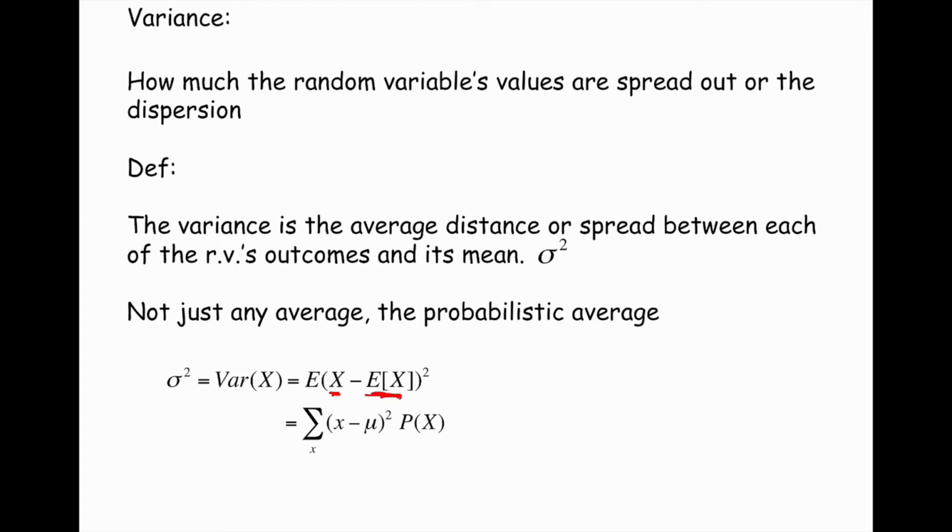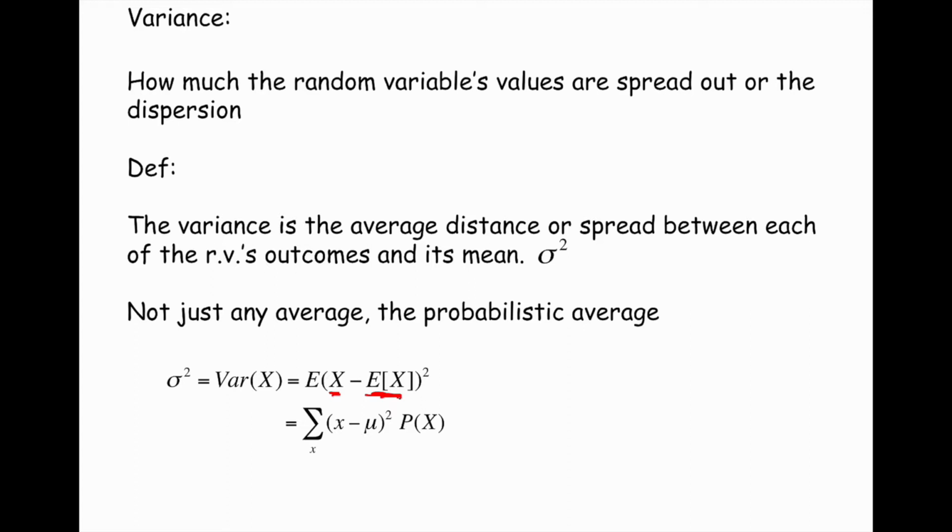The center is E of x, and we square it because we're concerned about the magnitude but not the direction. We don't really care for variance whether it's smaller than the center or larger than the center. In the case of the MATLAB example, is it below 0.5, 50 cents, or above 50 cents? We don't care if it's above or below. What we care about is the distance, the magnitude above and below. And so we square this difference between x and its expectation because we care about the magnitude and not the direction.